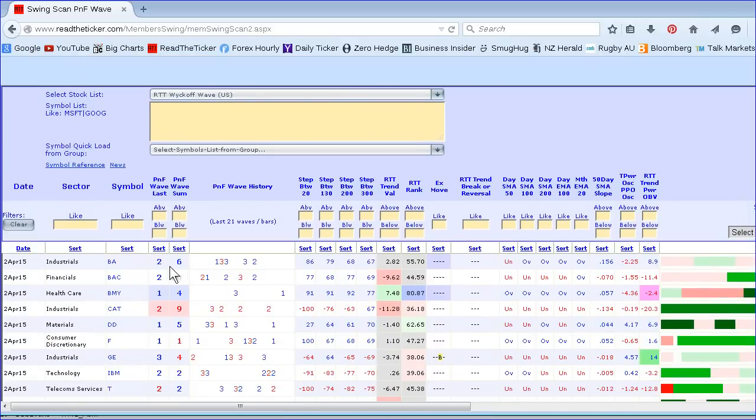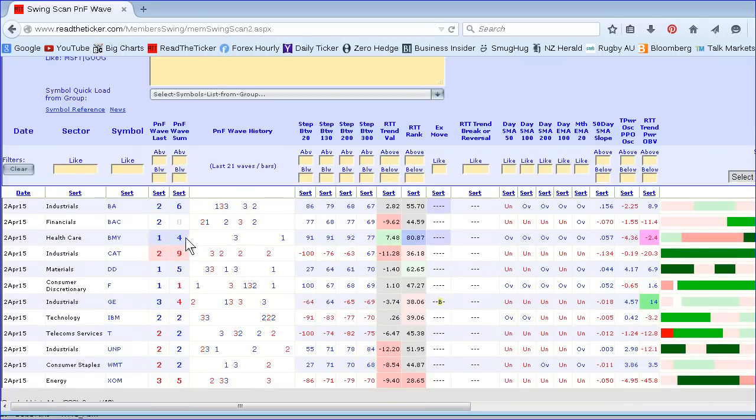So this line reads like this. BAC had a 2 wave. The total of all the waves is 0, so if you add up this line here, you'll end up getting 0. Add up all that, you get 6. So the last wave is 2, but over 21 bars, the total is 6. It's still quite bullish.